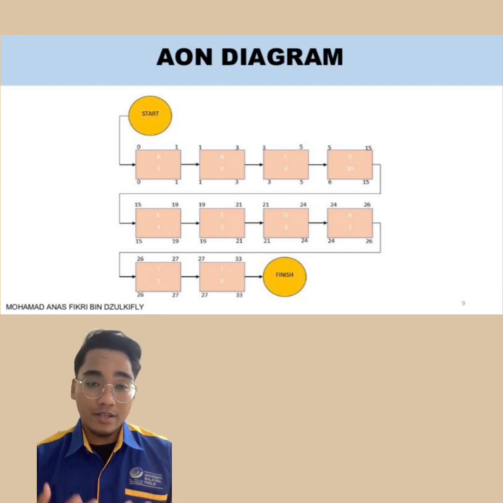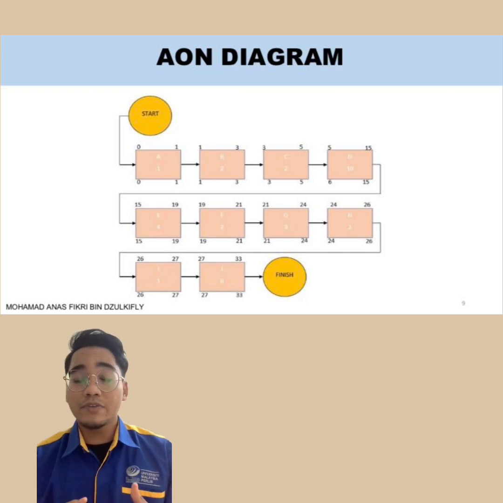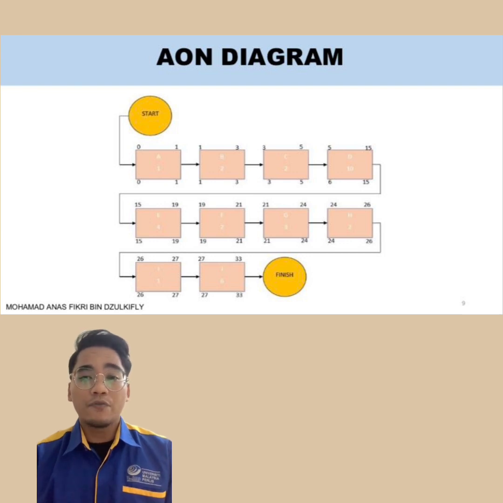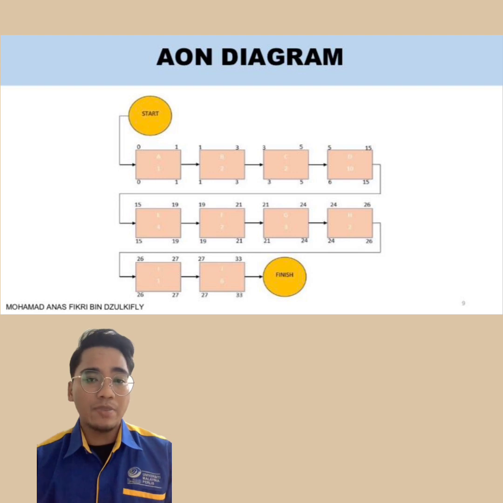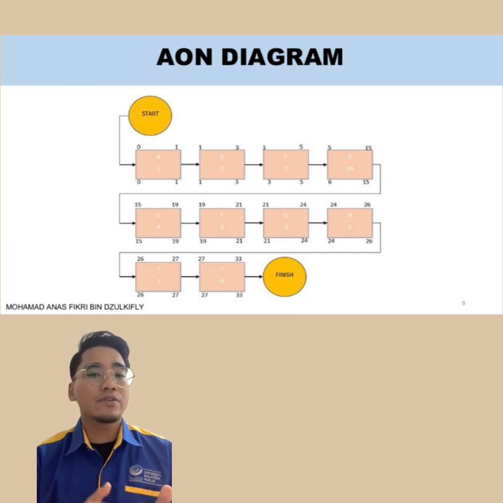In this video, I will be presenting the activity on node, or AON, diagram for our project management. What is an AON diagram? It is a visual representation of the different tasks or activities involved in our project, along with the order in which they should be completed. This type of diagram is particularly useful for depicting the dependencies between activities, which can help project managers to plan, execute and track the progress of a project more effectively.